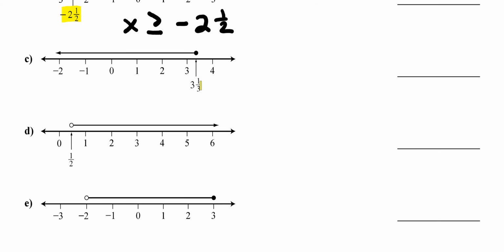For letter C, it looks like we're starting at 3 1/3, and we're shading to the left-hand side, and we have a closed circle there. So this is going to be x is less than or equal to, because we're shading to the left, and there's an equal sign because it's a closed circle, and this will be 3 1/3. And that's it for that one.